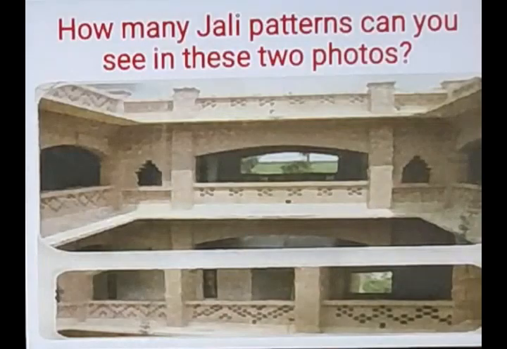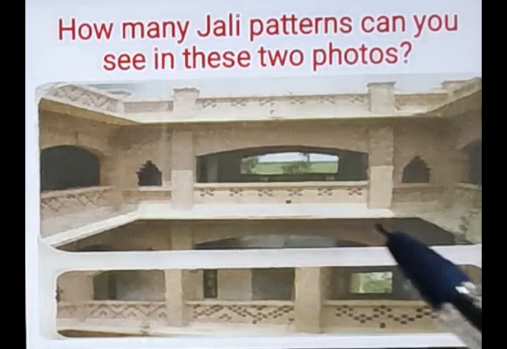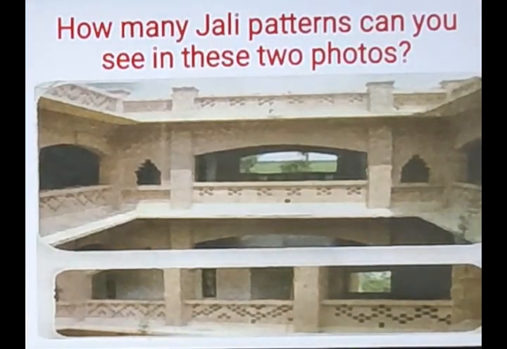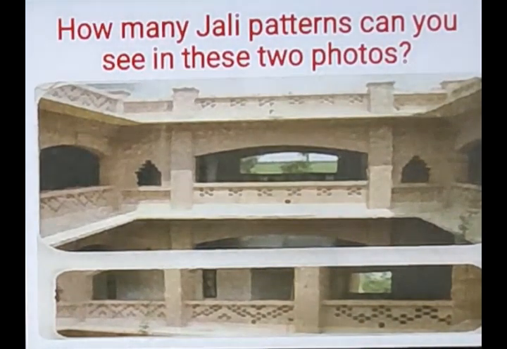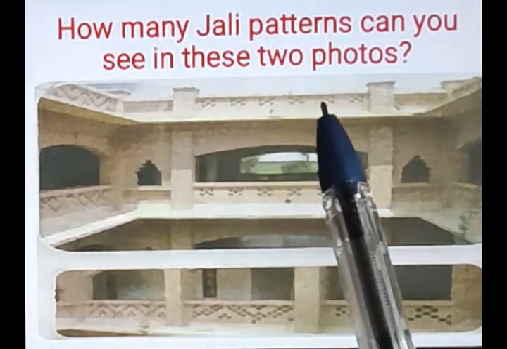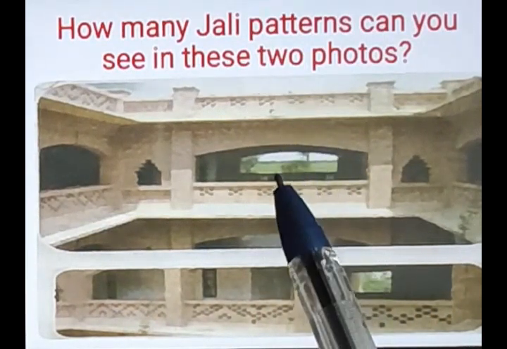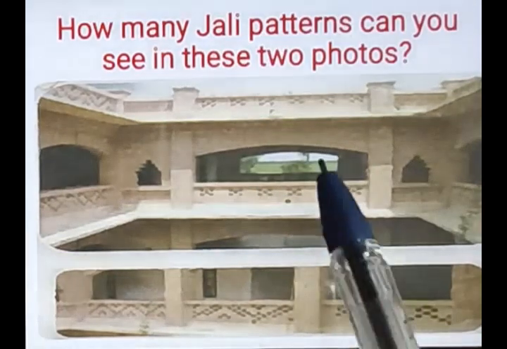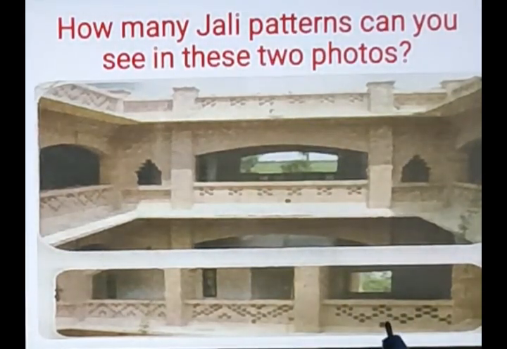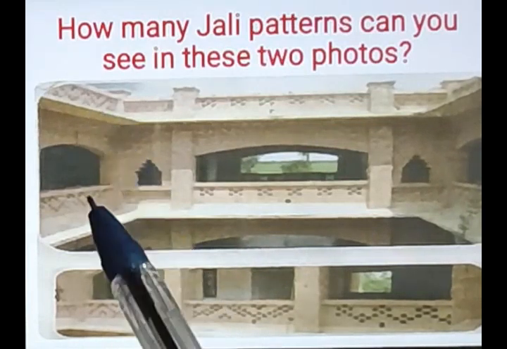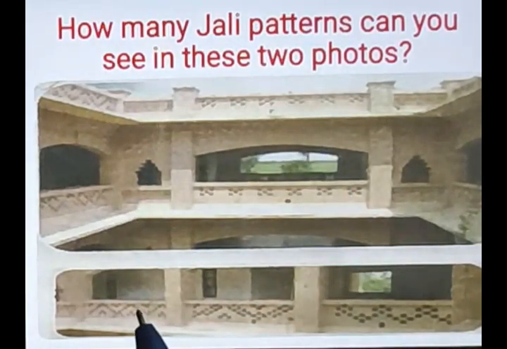Question number 1. How many jali patterns can you see in these two photos? There are two photos given, one photo here and one photo here. You have to determine how many jali patterns there are. Starting from here, this is one pattern. This pattern and this pattern look similar, so I'll consider them as one. So number 1, 2, 3, 4, and this pattern also looks similar, so I'll consider this as 1. So 1, 2, 3, 4, 5.